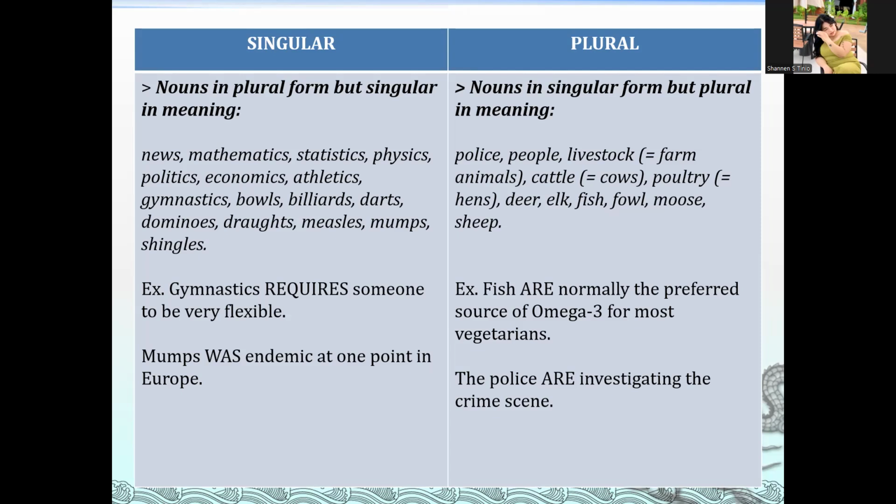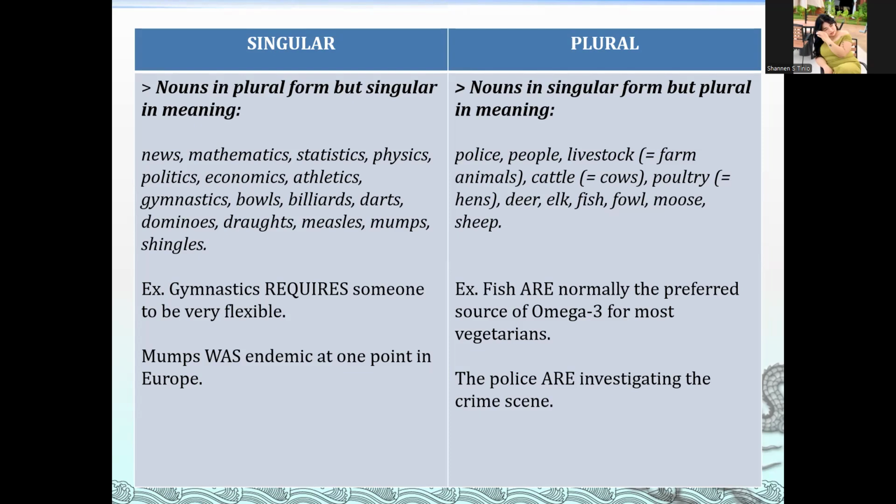Okay? What subject are you studying right now? I'm studying physics. Physics is our subject right now. Hindi "physics are." Kasi nga physics, although may S siya, it functions as a singular noun. Kasi yun lang talaga siya. Hindi mo naman pwedeng alisin yung S sa physics. Mamamali na siya. Okay? Walang "physic," okay?